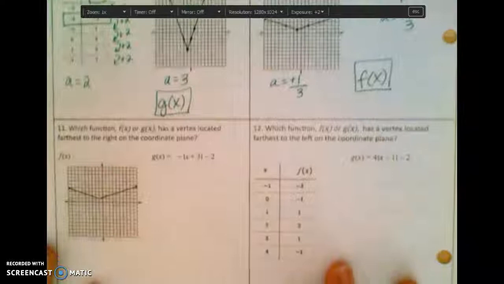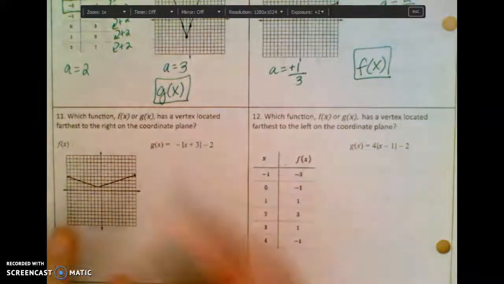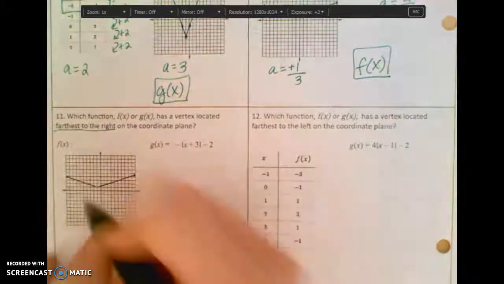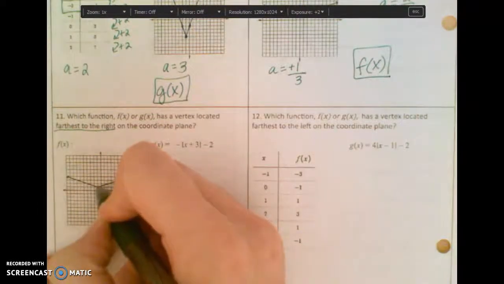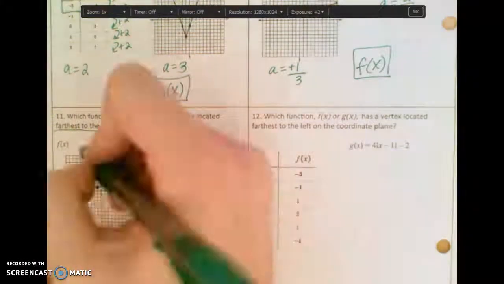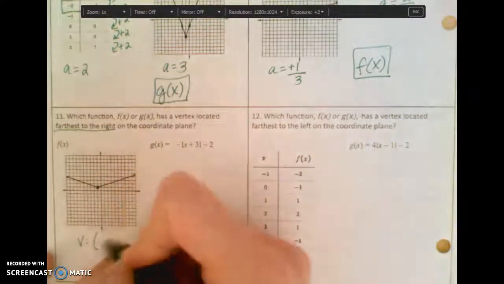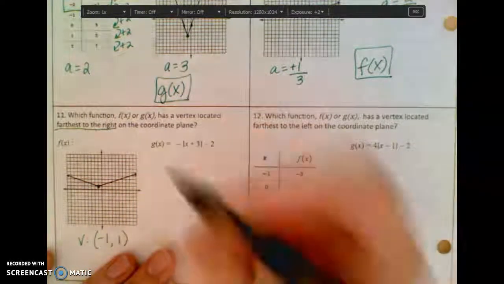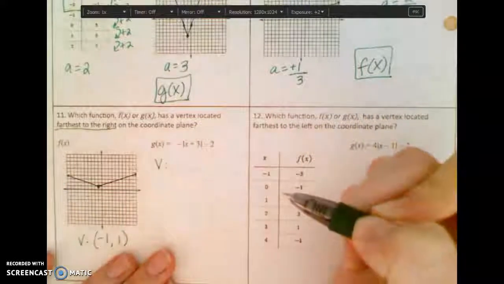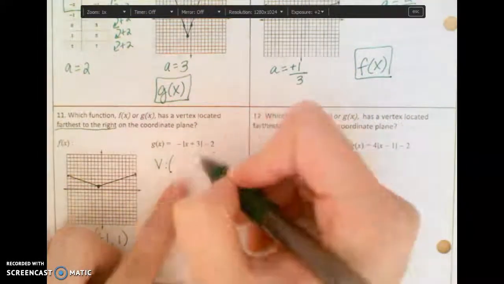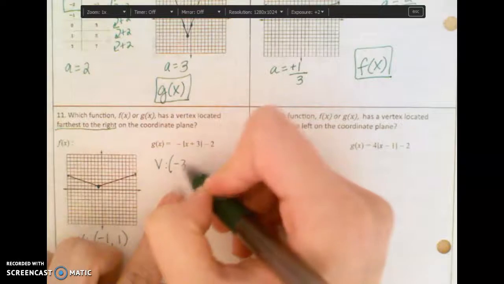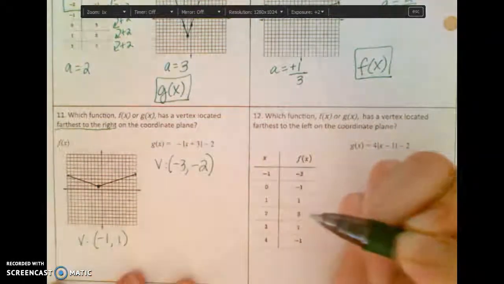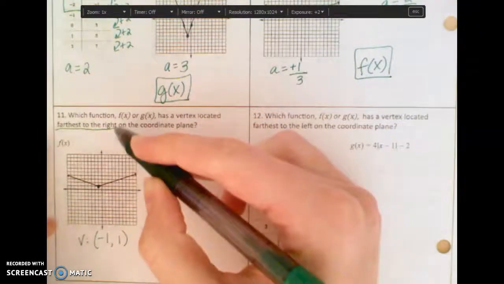Last of these questions, which function has a vertex located farthest to the right on the coordinate plane? All right, so let's look at this one. Here's where our vertex is on the coordinate plane. The vertex here is -1, +1. Let's identify the vertex of g of x. Remember, we take the opposite of the inside, so that's -3, and then take exactly what we're given for the outside. So -3, -2. Which of these is going to be farthest to the right?